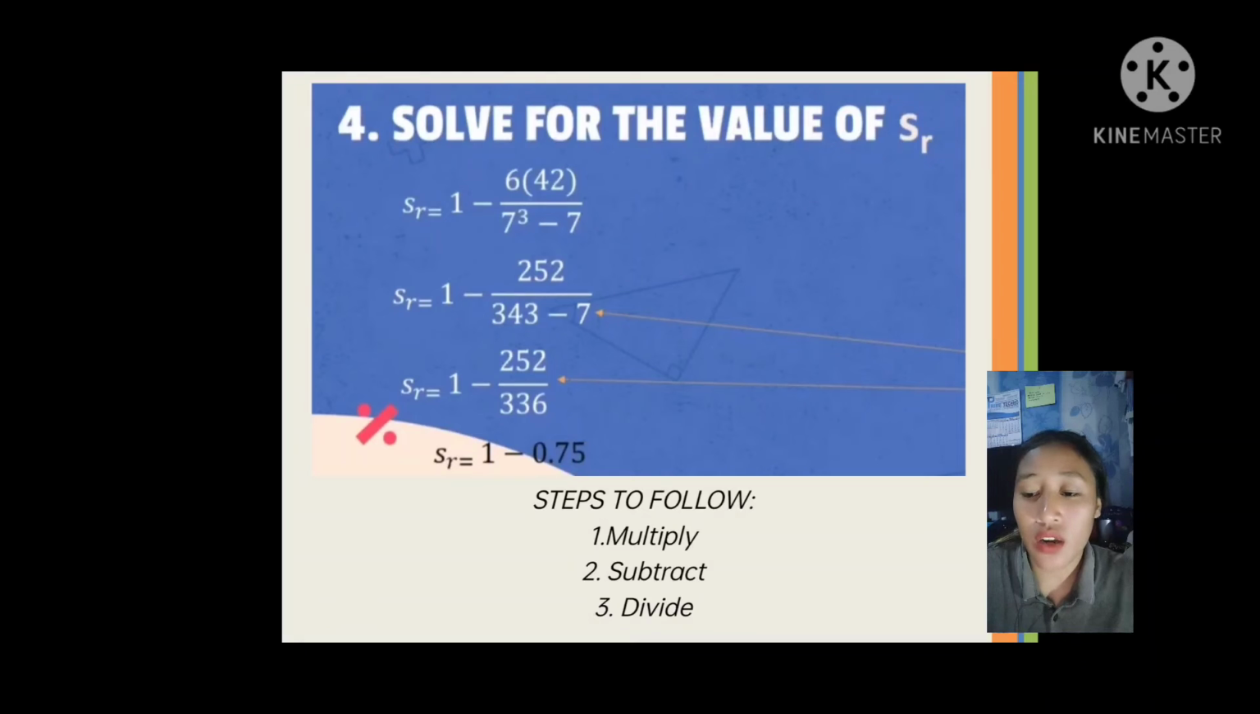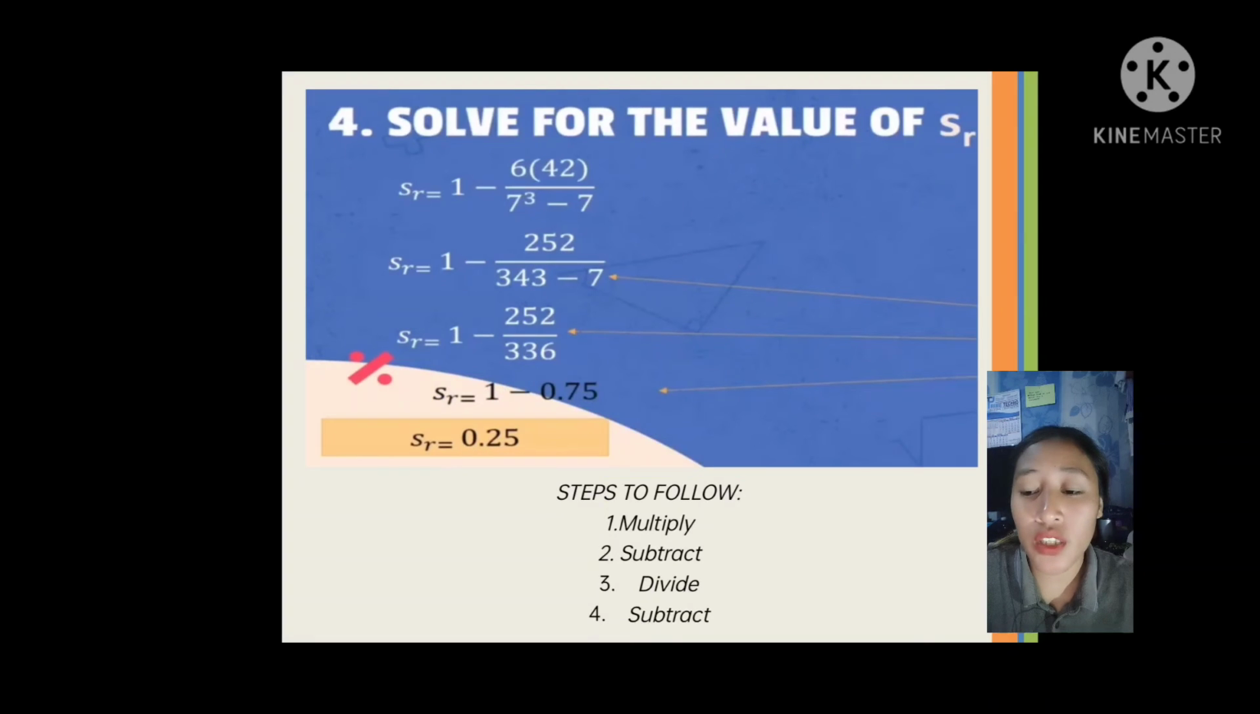The third step is divide. So SR is equal to 1 minus 252 divided by 336, and the answer will be SR equals 1 minus 0.75. So our fourth step is subtract. So SR is equal to 1 minus 0.75. So the answer will be 0.25.